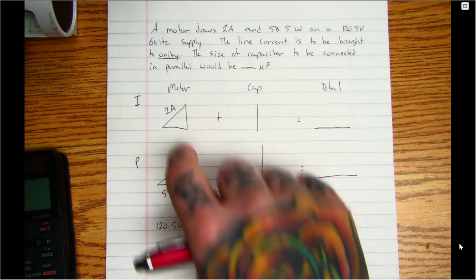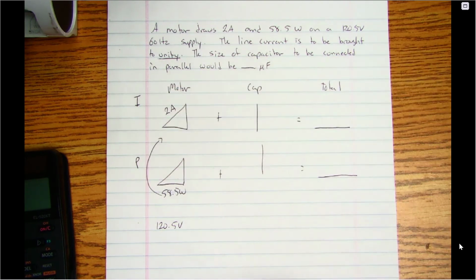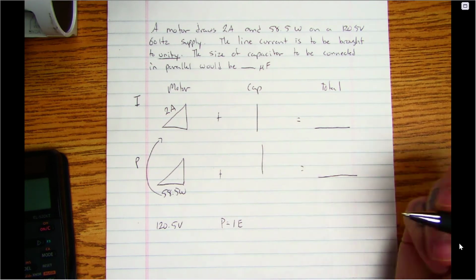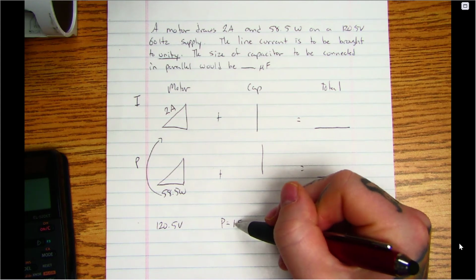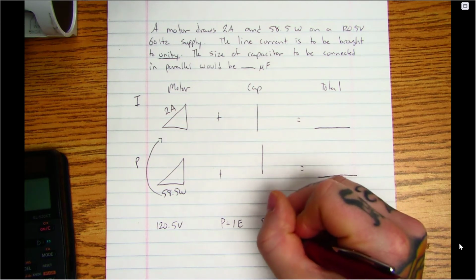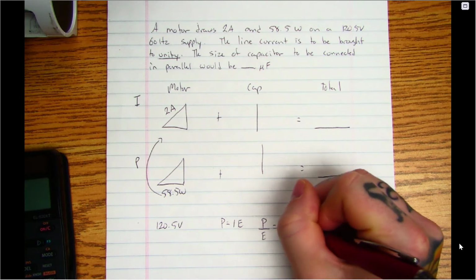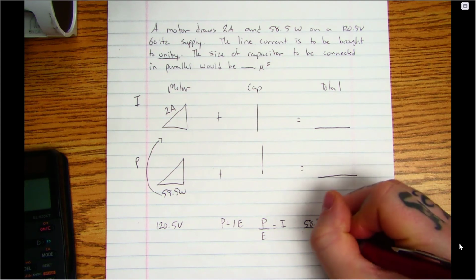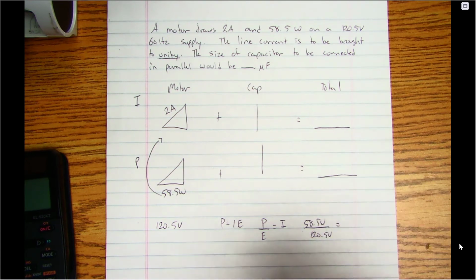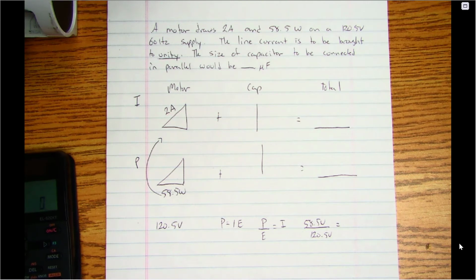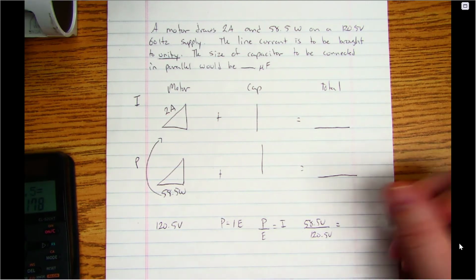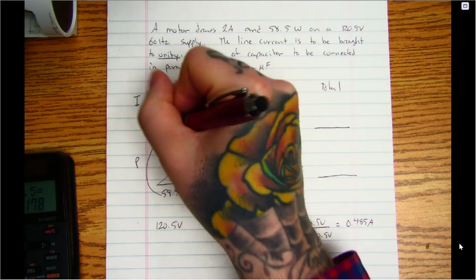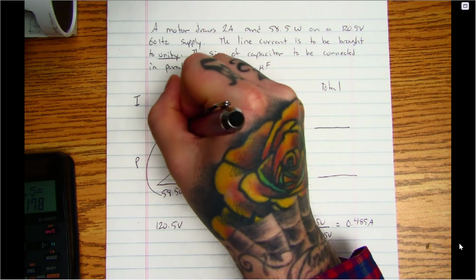So I'm going to take this value up to here, just using my voltage. Usually P is equal to I times E, and I have P and I have E, and I'm looking for I. So I'm just going to rearrange: power divided by my voltage is going to give me my current. If I take 58.5 watts divided by 120.5 volts, I get 0.485 amps. So that goes right here, 0.485 amps.